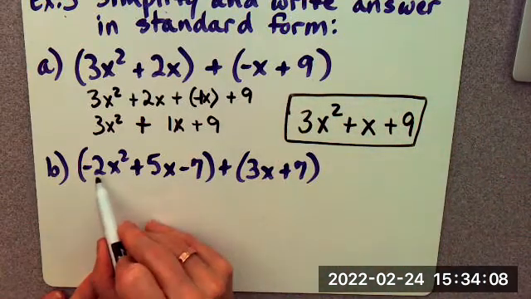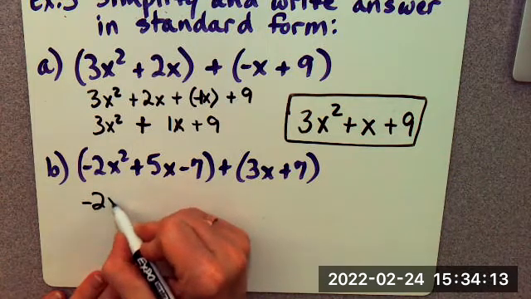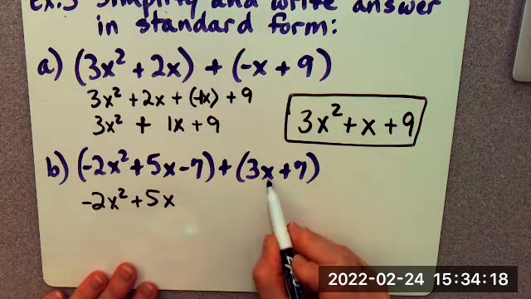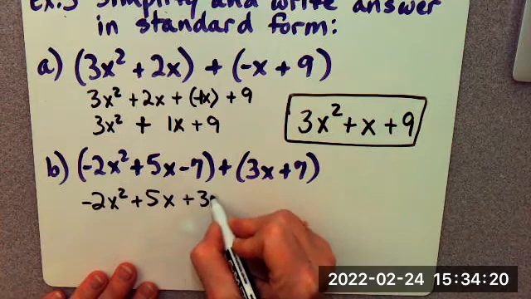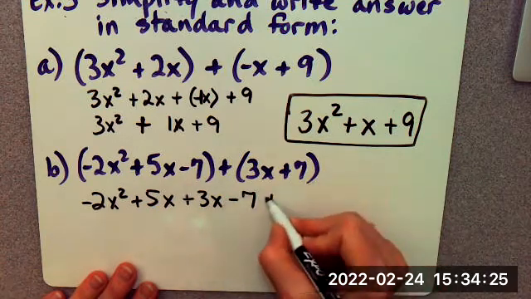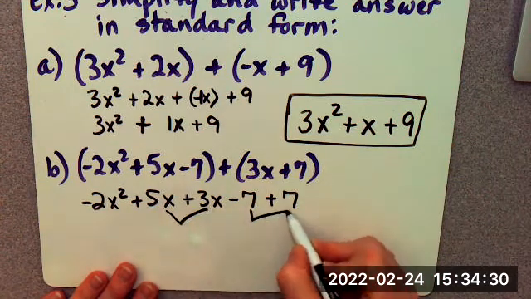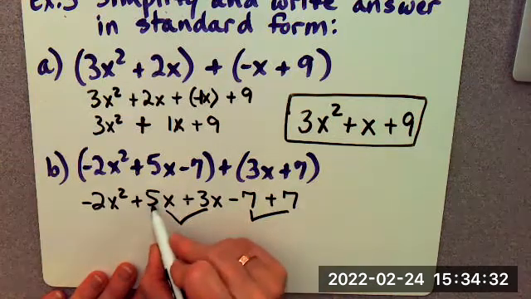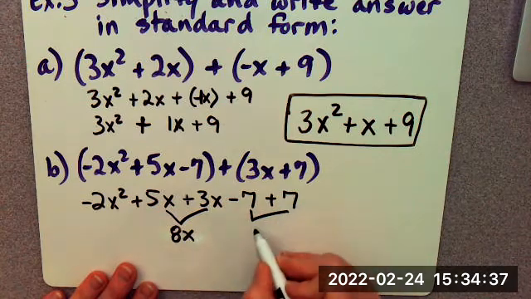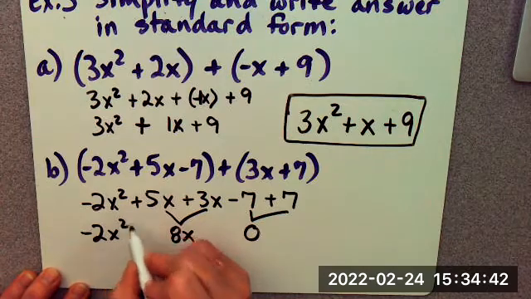Now let's look at this. There is no other x squared term, so we have minus 2x squared. We have plus 5x. Here I have a 3x, so I'm going to add 3x here. Then I have minus 7, and then I have a plus 7. So I have these terms that I can combine and these terms I can combine. So 5x plus 3x is 8x, and negative 7 plus 7 is just 0. And then this just comes down to x squared.